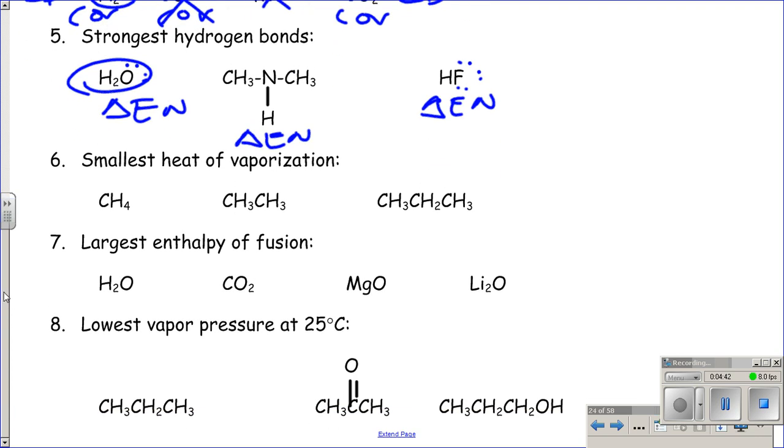Okay. Smallest heat of vaporization. What does that mean to you? Right, you look at it, it vaporizes, right? It takes very little energy to vaporize. Heat of vaporization, so weak attractions for itself.